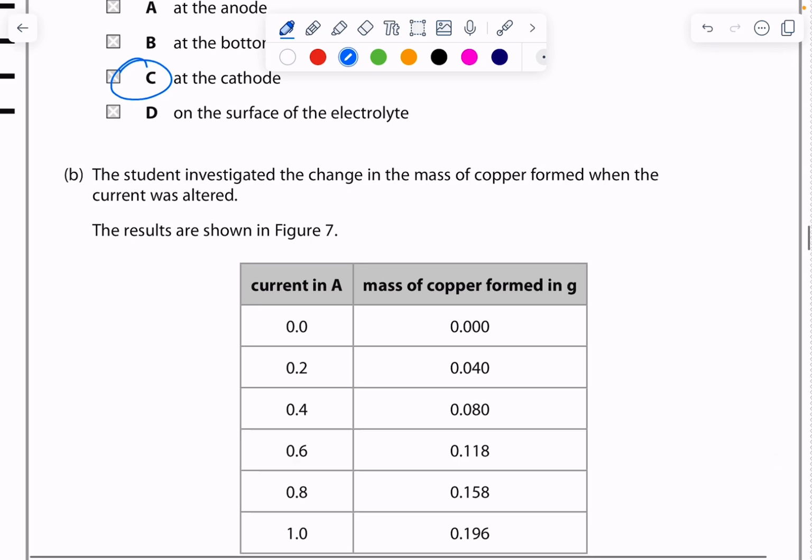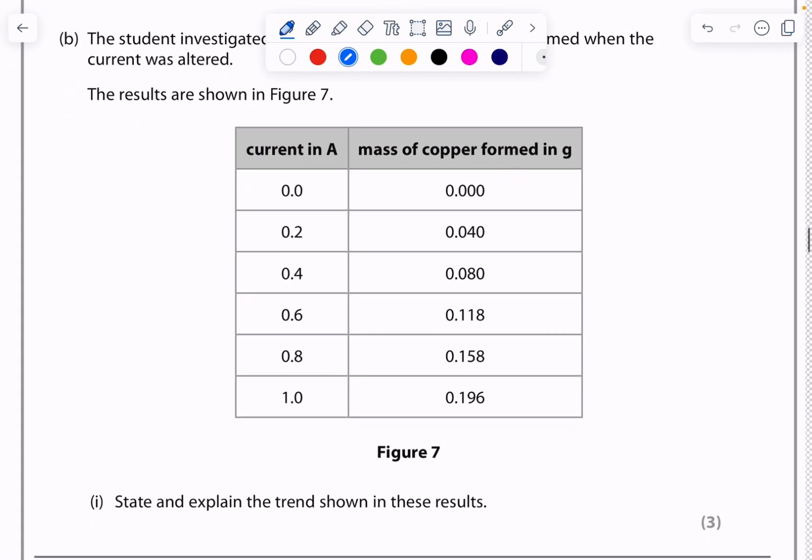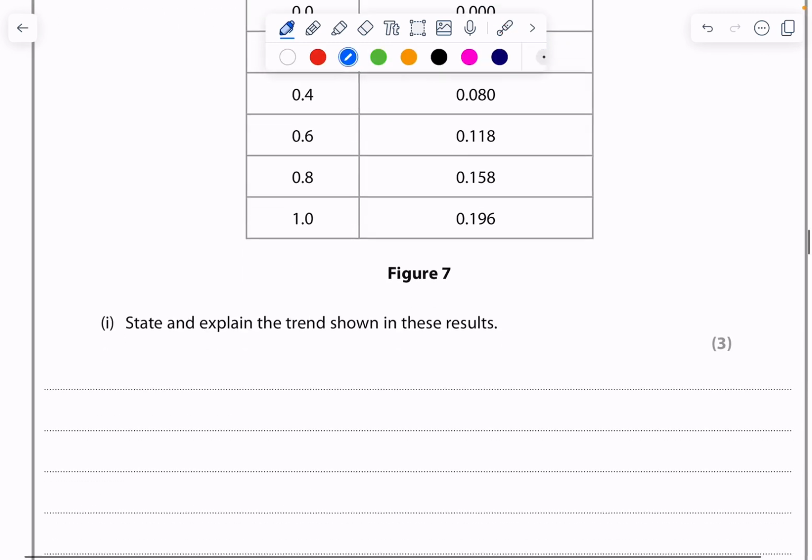A student investigated a change in mass. The results are shown below. State and explain the trend. So the trend here you can see is as the current is increasing, the mass of copper is also increasing.